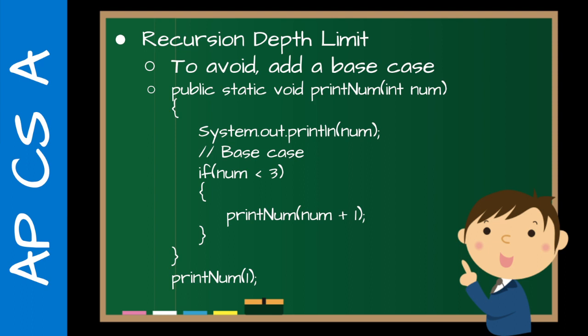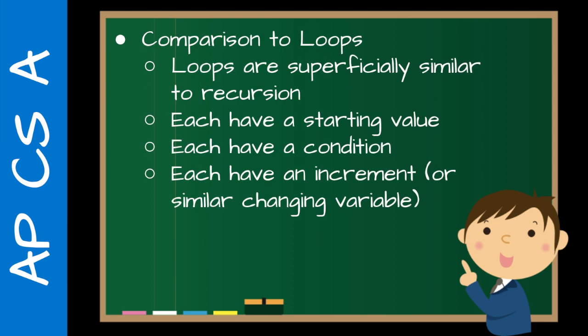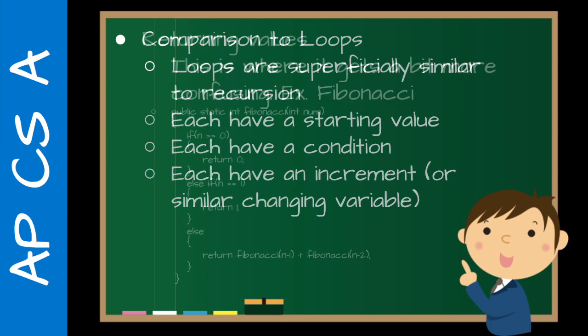Take some loops and then rewrite them with recursive style. But where it gets a little bit harder, I'm gonna get ahead of myself again. So in comparison to loops, you can see how, at least for these simple examples, loops are superficially similar to recursion. You have a starting value, you have a condition of some sort, and you have an increment or a similarly changing variable. So you have some condition that is going to end. And then again, when you call the method, something has to change, otherwise it gets stuck in that loop.